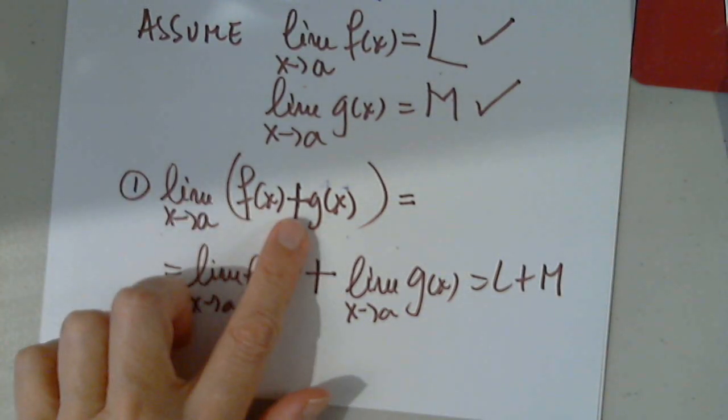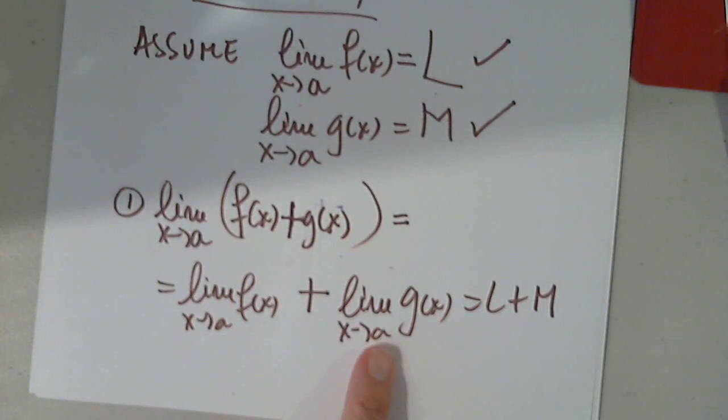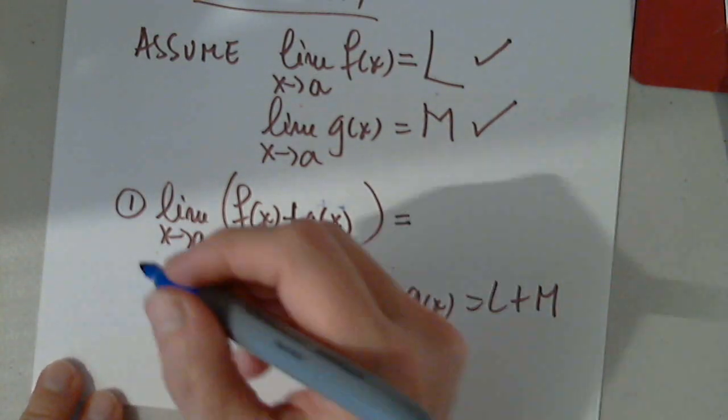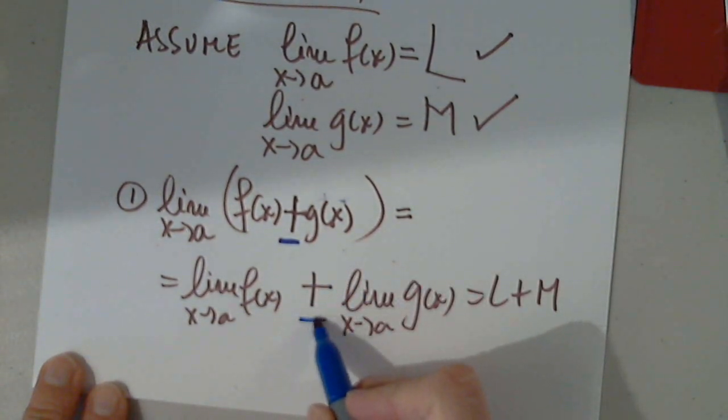So the limit of a sum is the sum of the limits only if these two exist. In other words, if they're numbers. If they're infinity, no. I cannot conclude that. I cannot use the limit law. I'm going to put both limits, the sum and the difference, in the same law.